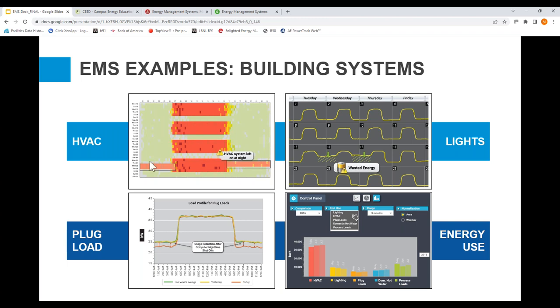And then you can clearly pick out the line at the bottom where the red goes all the way across. And in that case, that's where the HVAC was left on all night. And obviously you could go dig into that a little deeper as to why that was and if that's truly a problem or not.